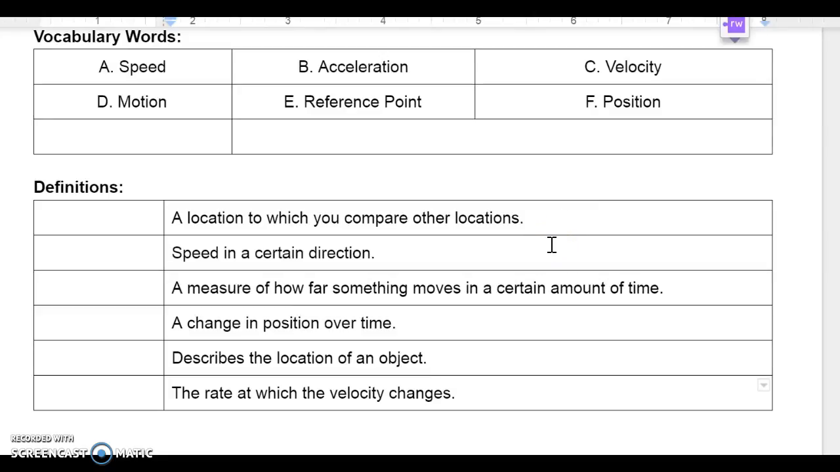Next is speed in a certain direction. Next, a measure of how far something moves in a certain amount of time. A change in position over time. Describes the location of an object. And the rate at which the velocity changes.